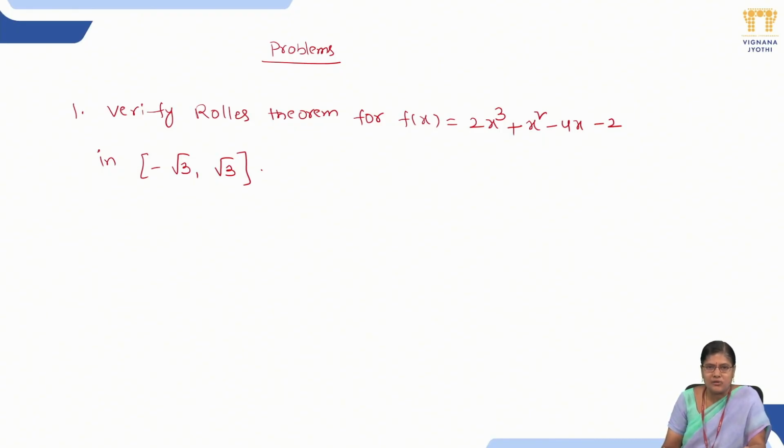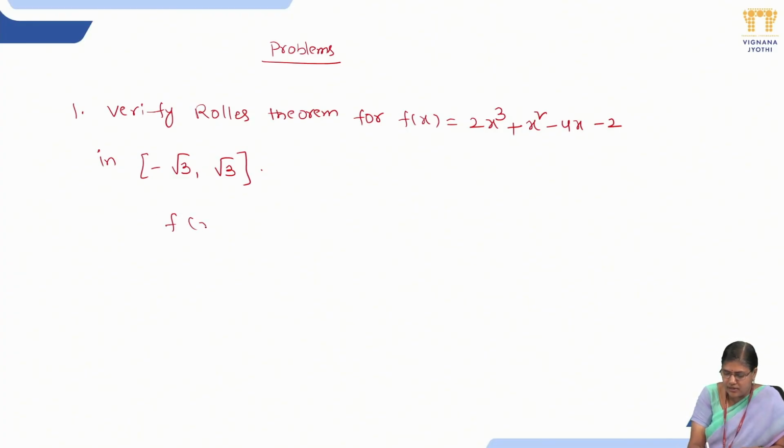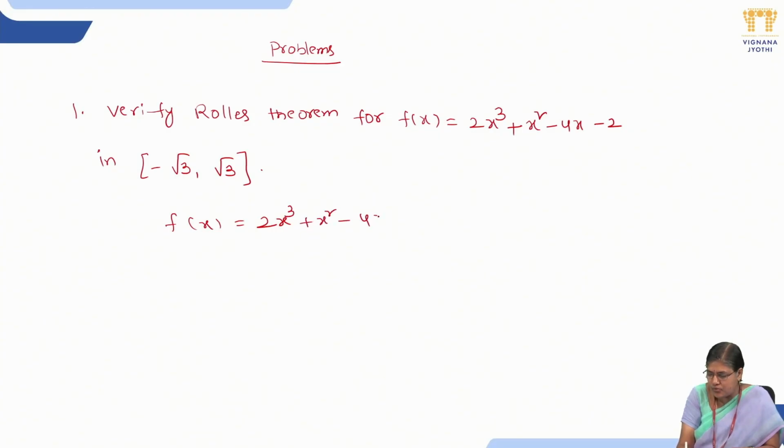First question is, verify Rolle's theorem for f of x is equal to 2x cube plus x square minus 4x minus 2 in minus root 3 comma plus root 3. So here the given function is f of x is equal to 2x cube plus x square minus 4x minus 2. Clearly f of x is a polynomial function. We know that every polynomial function is continuous and differentiable.